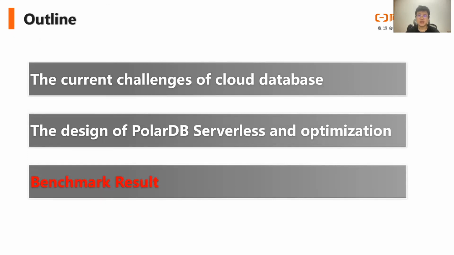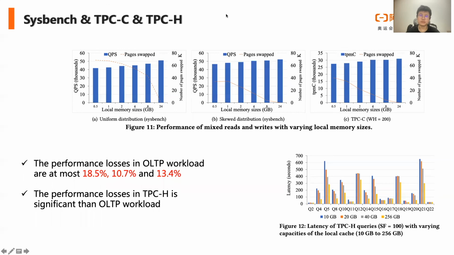Finally, based on the above design, let's take a look at the benchmark results of PolarDB serverless. First, we compare the performance of PolarDB and PolarDB serverless with a very small local cache size in the most popular OLTP benchmarks in the industry, that's Sysbench and TPCC. The results show that the PolarDB serverless throughput is very close to PolarDB in most OLTP scenarios. In the most extreme scenario, with the smallest local cache size, that is half a gigabyte, the throughput drop is about 13% to 18%.